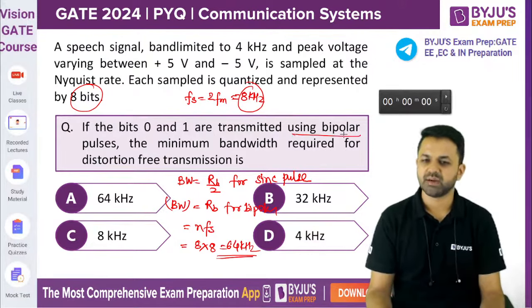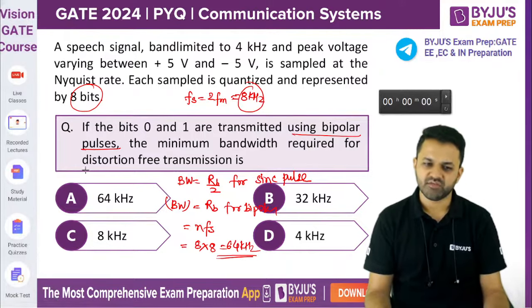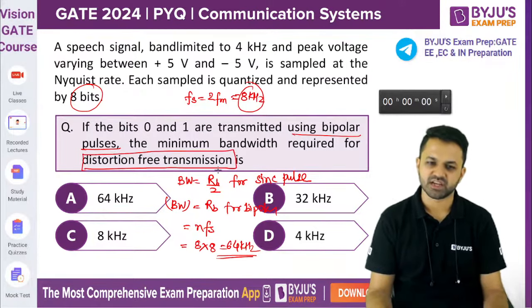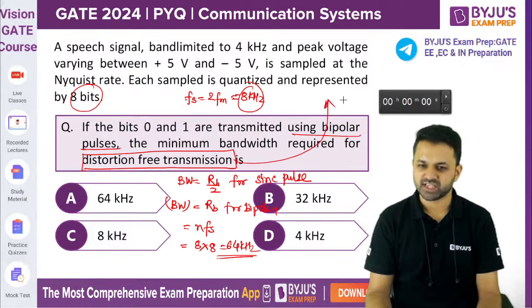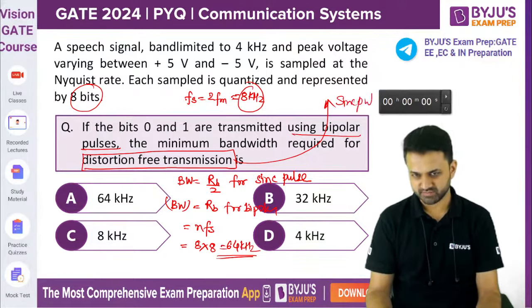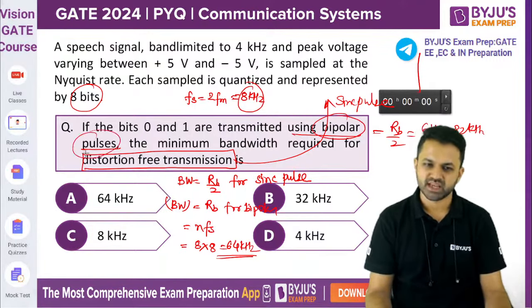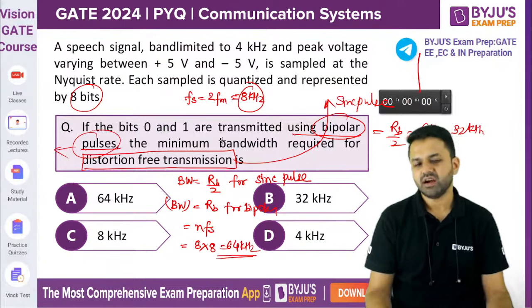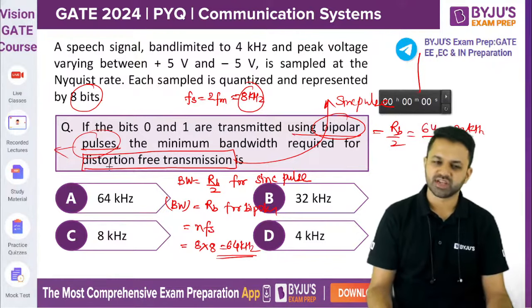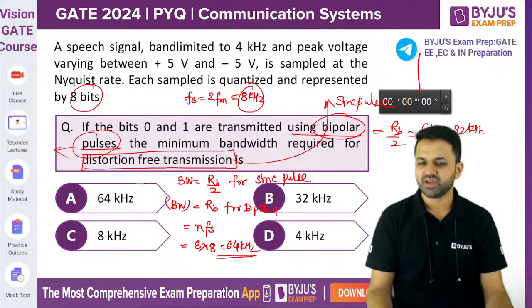Okay, actually there is an ambiguity between these, that if we consider distortion-free transmission, then for distortion-free transmission we generally take the sinc pulse, and if we take the sinc pulse, then our bandwidth should be Rb by 2, so it is 64 upon 2, so it is 32 kilohertz. And if we consider these bipolar pulses, it is not necessary, because it is saying also distortion free. So usually we always follow the distortion-free condition.